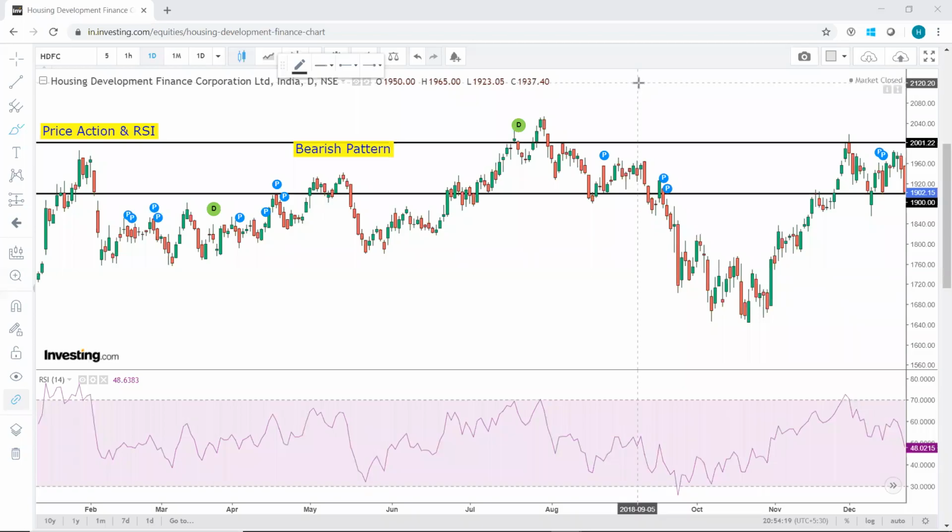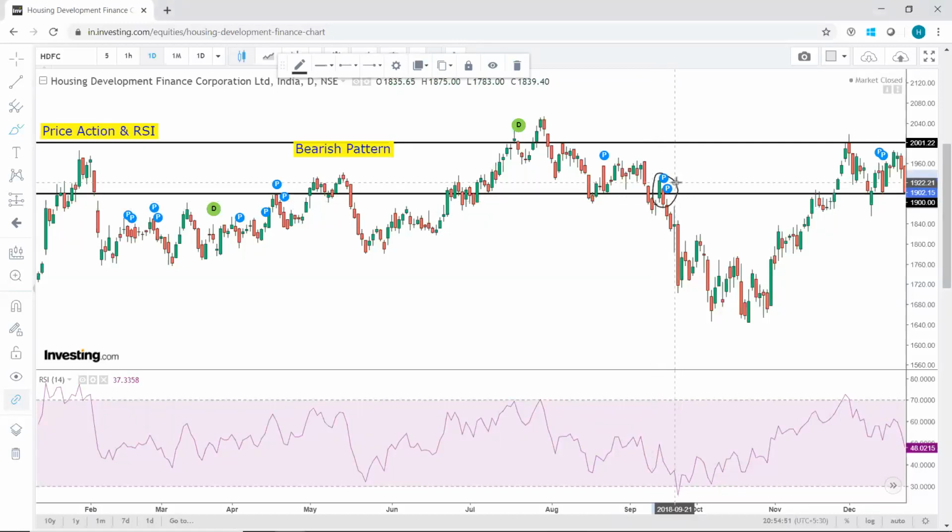Hi all. In today's video, we will try to understand what a false breakout is and how to identify a false breakout. But before I get into the details of it, let's try to briefly understand what a breakout is. So whenever the prices breach either the key support levels or the key resistance levels, we say that there has been a breakout. So let's give an example on this chart.